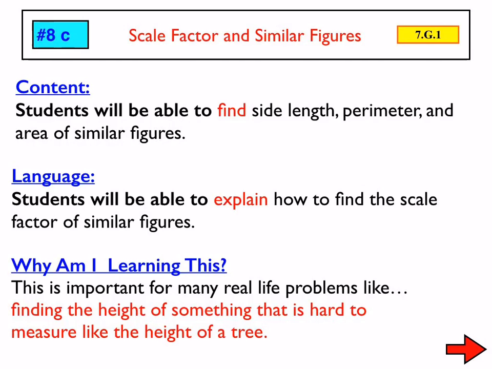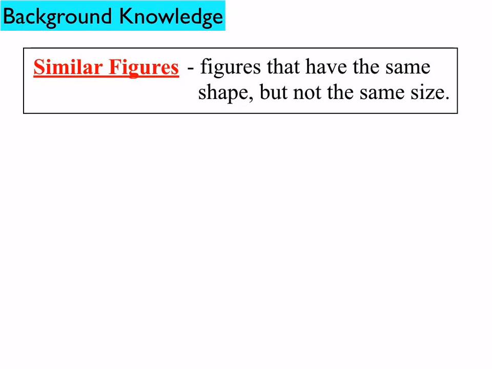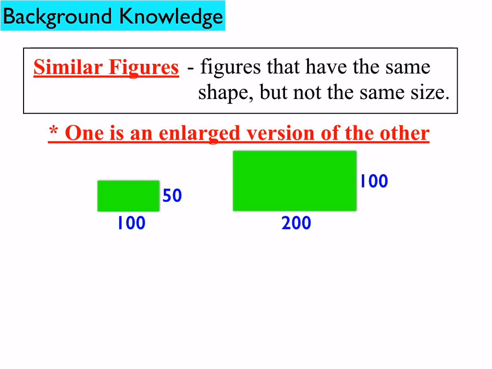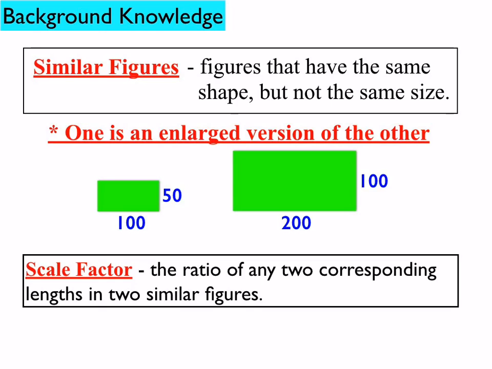All right, so let's get started here. Some background knowledge as usual. Similar figures, these are figures that have the same shape but not the same size. So in other words, one is either an enlarged version of the other or a reduced version. In this case, if we enlarge each side by 2 or double each side, we have another similar triangle here. And we ran into that and talked about that yesterday in some of the different situations.